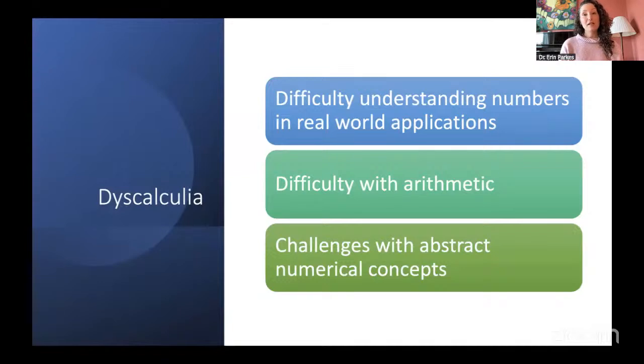Now dyscalculia. This is difficulty understanding numbers in real world applications, especially. So things like counting change, that kind of thing, or even things like phone numbers. So similar to what we see with dyslexia with the reading of language, it's the same kinds of things, but with numbers. So switching numbers, that kind of thing when you're looking at it written on a page. And then with hearing numbers, not so much an issue with hearing or processing the numbers, but then understanding what they mean or what to do with them.